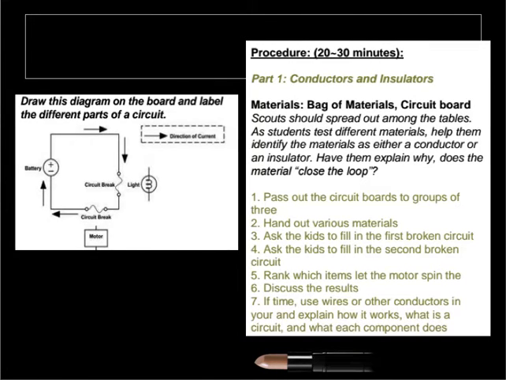So for part 1, we're going to be talking about conductors and insulators. So the kids will be getting a bag of materials and a circuit board. These circuit boards are already going to be pre-made with the motor attached and everything, except there's going to be a circuit break. And this is where the kids are going to test out the different materials and insert them in the break to see which materials are conductors or insulators. So you'll be getting a bag of paper clips, pennies, pieces of paper, some wire, but feel free to bring anything that you think would be fun to test out as a conductor and insulator.